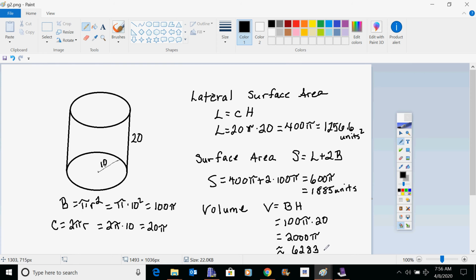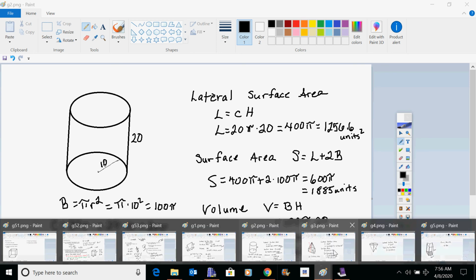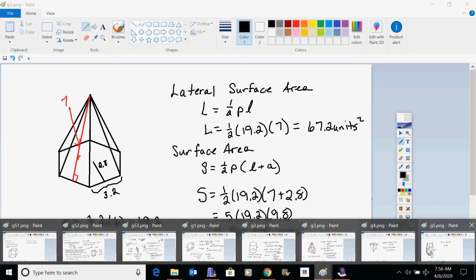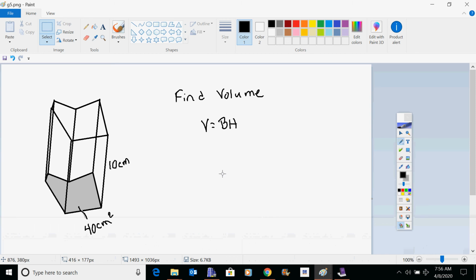And this would be, again, cubic units. Whatever that unit would be, centimeters or meters or whatever. All right, moving right along. This one, we don't have the volume yet. This one, we can do volume.